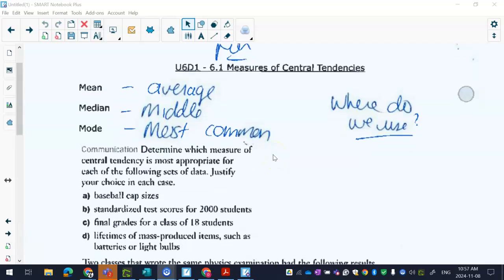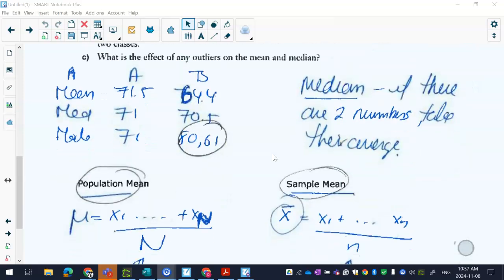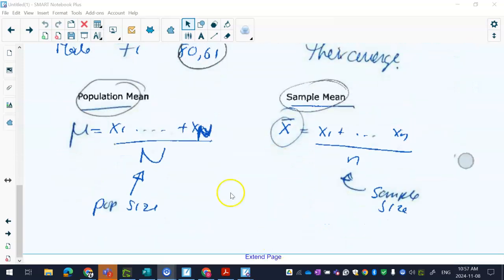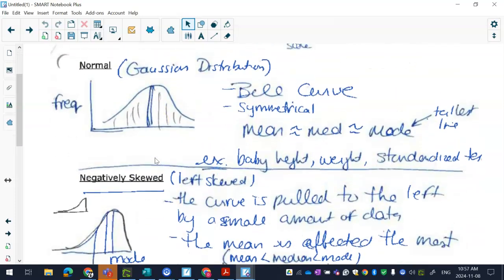All right, guys. Measurement of central tendencies is complete. So we looked at mean, median, mode, population mean, sample mean, all that fun stuff. And then we are on to distributions. The normal distribution we went over here just looks like that.